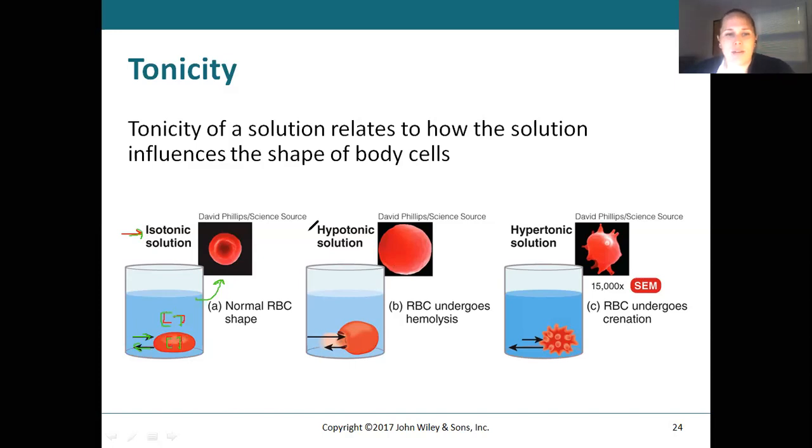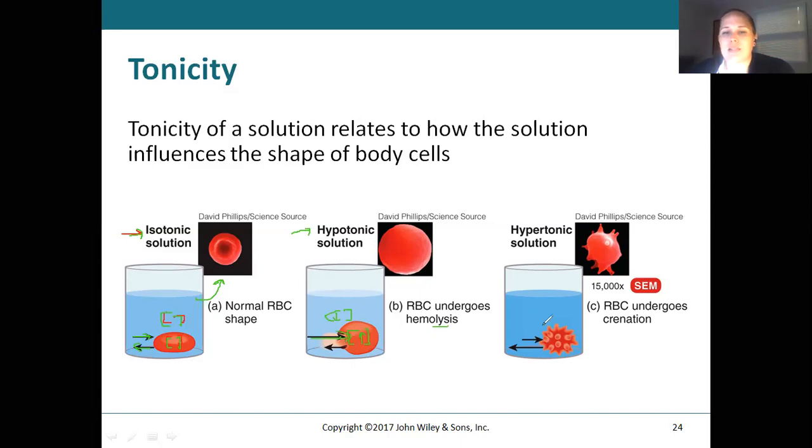Next, you can have the hypotonic solution. In the hypotonic solution, you have a much greater number of solutes inside the cell, and far fewer, sorry, that's a concentration sign, outside the cell. Because of that, the water wants to flow into the cell, and in a hypotonic solution, water flows into the cell and can lead to lysis, or disruption or bursting of the cell.